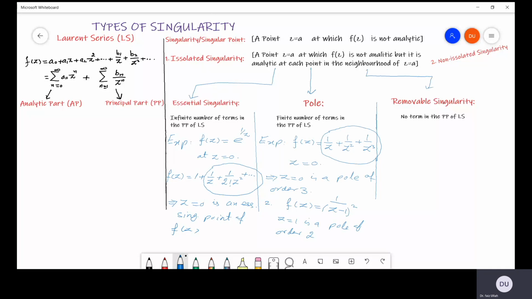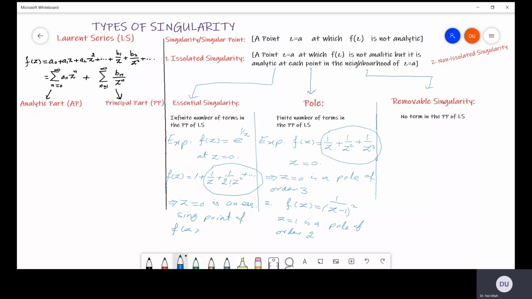Now look at the third type of the singularity. The third type is called the removable singularity. So look at its definition. If there is no term in the principal part of the Laurent series of a function f of z, then the singularity of that function is called a removable singularity.